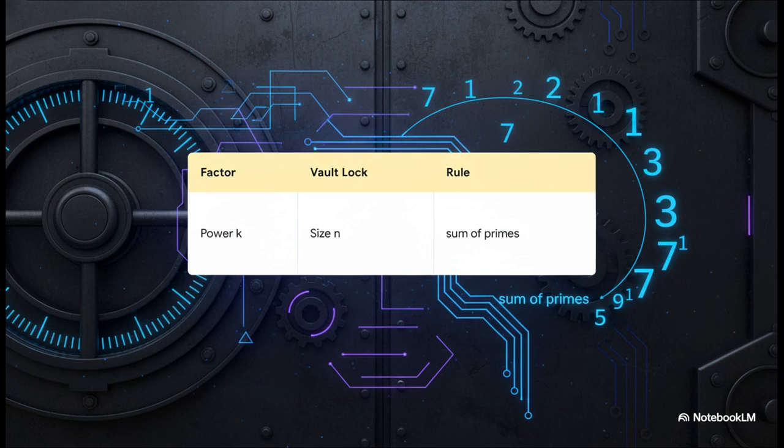Let's look at the actual passcode. Lam and Leung's theorem gives us this surprisingly clean arithmetic rule. The heist only works if our matrix size n is a sum of the prime divisors of our brute force power k. That is the master passcode. So if k is, say, a prime number itself, then n simply has to be a multiple of that prime. It is a stunningly simple condition for such an insanely complex algebraic lock.